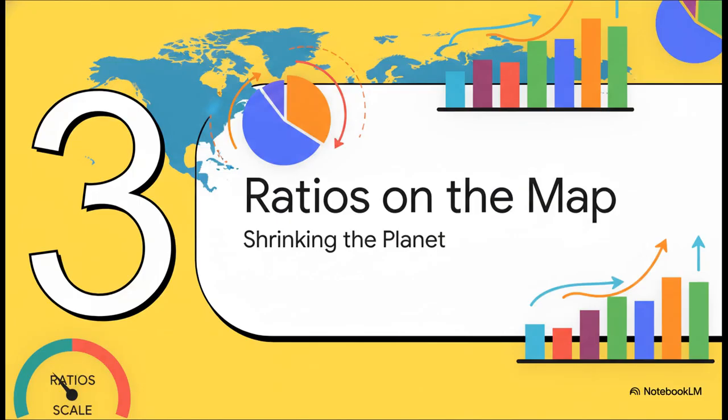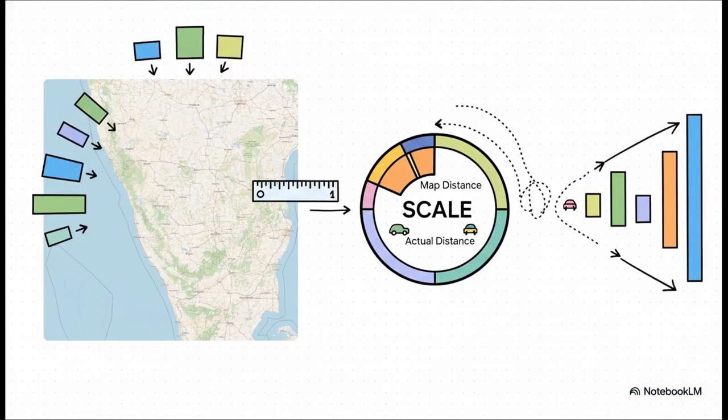Okay, next up, ratios on the map, shrinking the planet. So we've seen how to scale ingredients up and down, but now let's scale up our thinking, like way up, to the entire world. How in the world do you fit the whole planet onto a tiny piece of paper? You already know the answer. It's all about ratios. I mean, think about it.